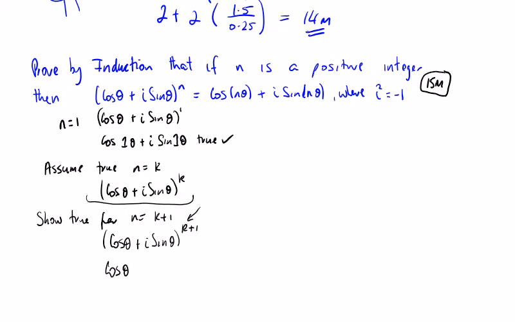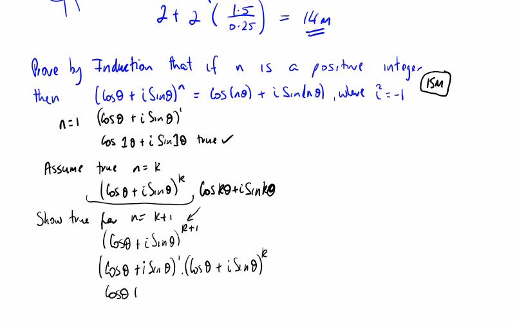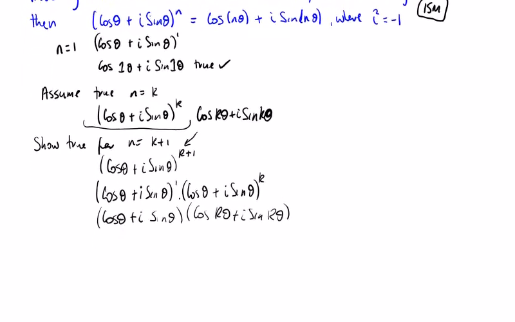So if we break this up into the cos of theta plus i sine theta to the power 1 times the cos of theta plus i sine theta to the power k. So using this assumption, which we probably should have written as cos k theta plus i sine k theta, we're going to bring that down, and we're going to have the cos of theta plus i sine theta multiplied by the cos of k theta plus i sine k theta.